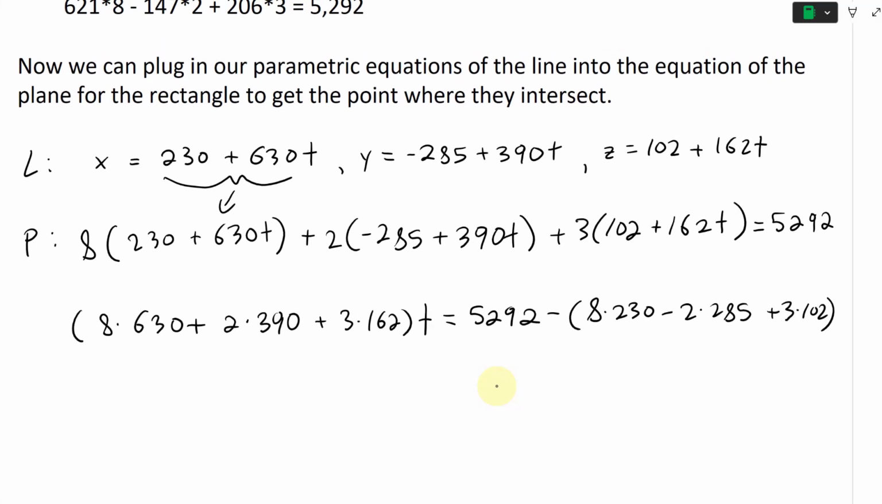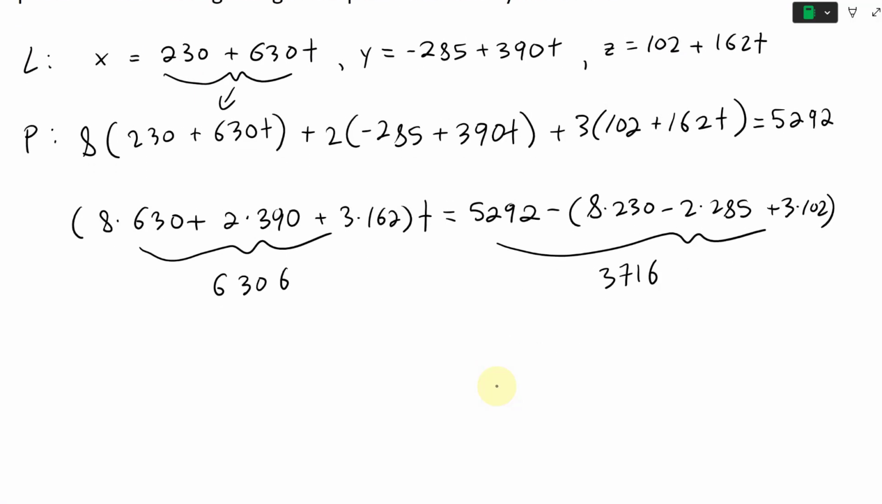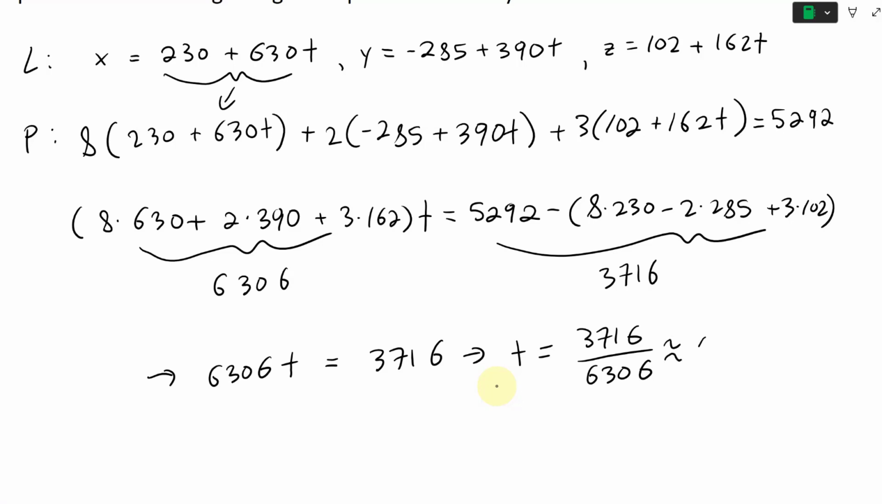All right. So if you plug this all into the calculator, you get this one's going to be 6306, and this already here is going to be 3,716. Then solve for t. We get 6306t equals to 3716. So that means t is going to be equal to 3716 over 6306. Plug into the calculator, you're going to get 0.0 59 around there. I'll just block this out. Yeah, so that's our parameter t.